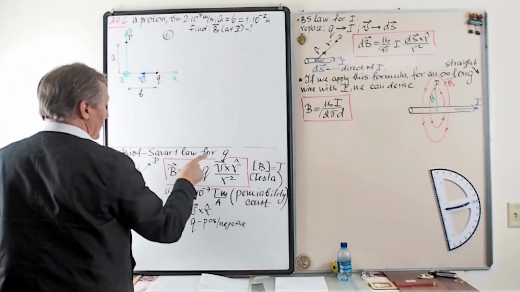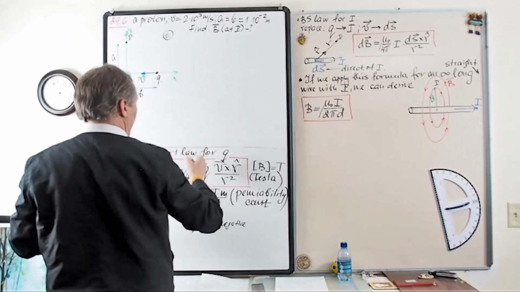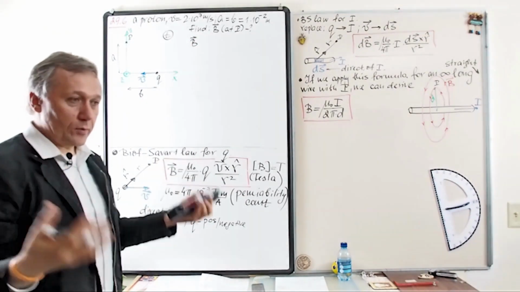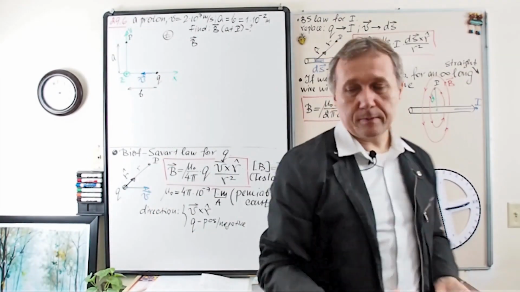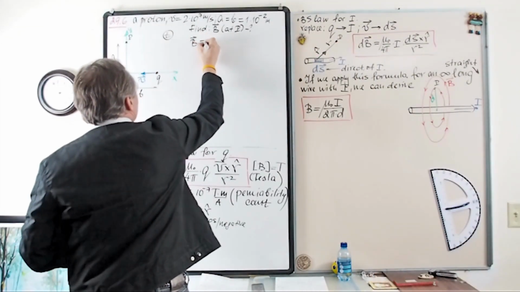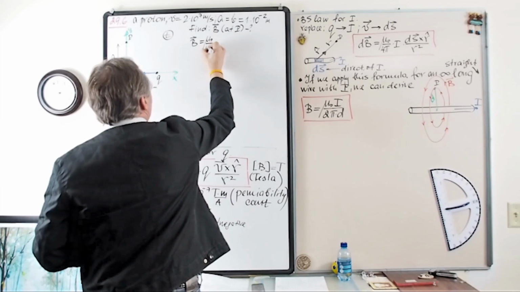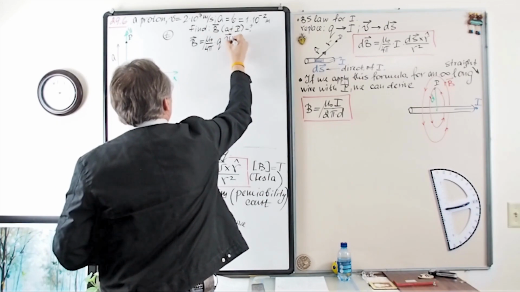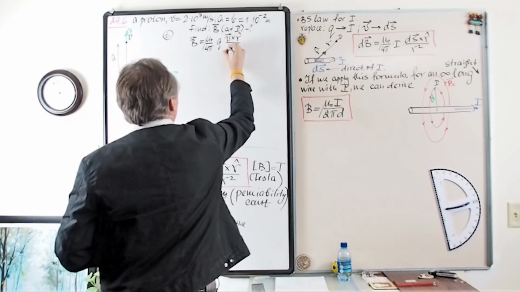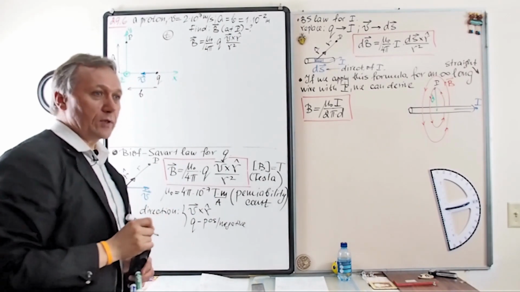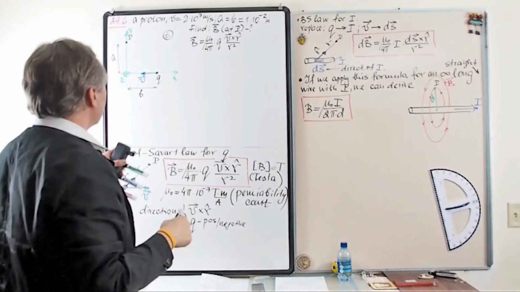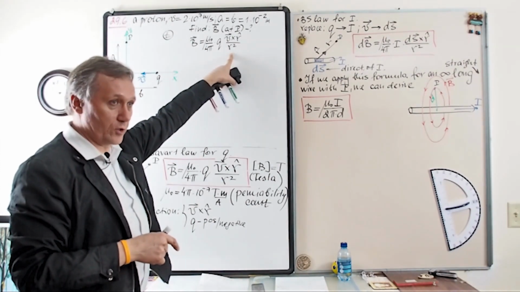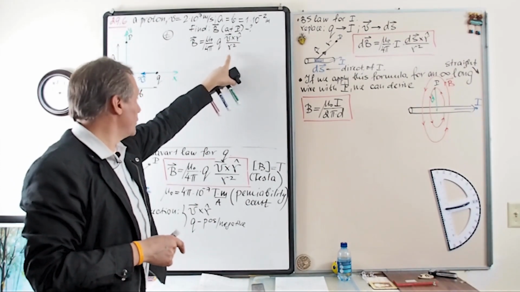Probably first I will just rewrite the formula. It's a good habit when you solve a problem to write down the formula or formulas which you're going to use. So B equals the permeability divided by 4 pi, times the charge, times the cross product of the velocity and the unit vector r hat, divided by the square of the distance r, the distance from the charge to the point where you want to find the magnetic field.